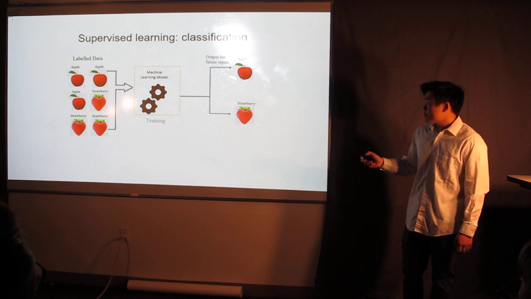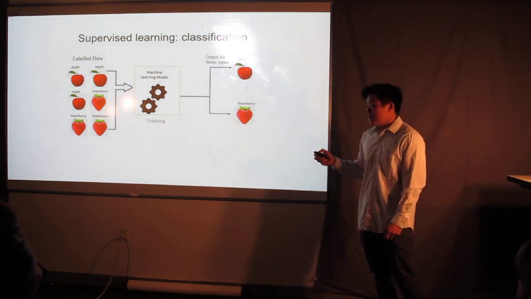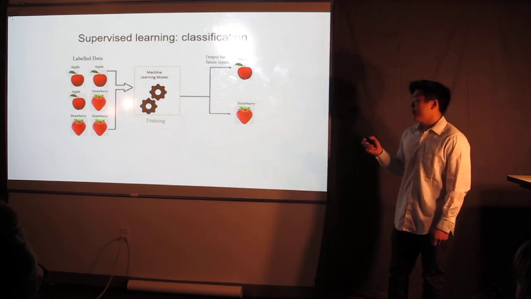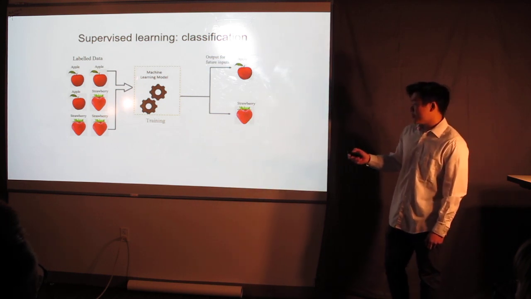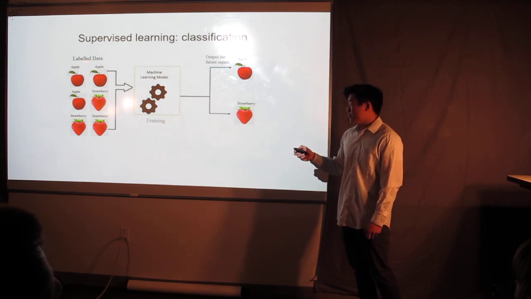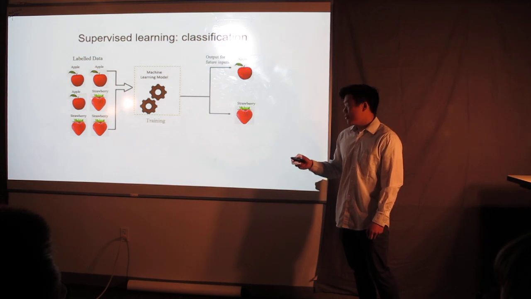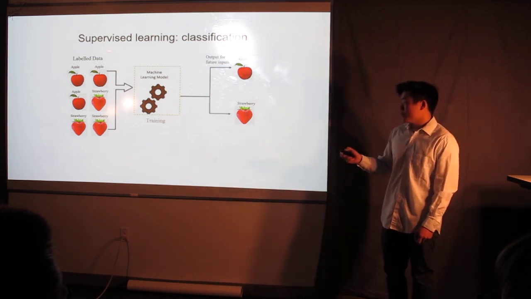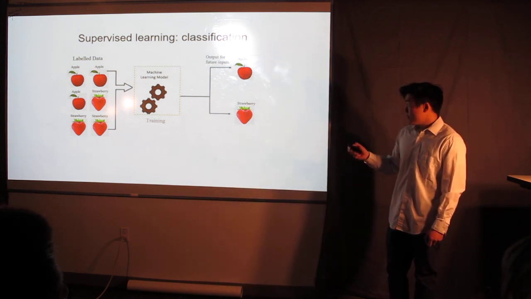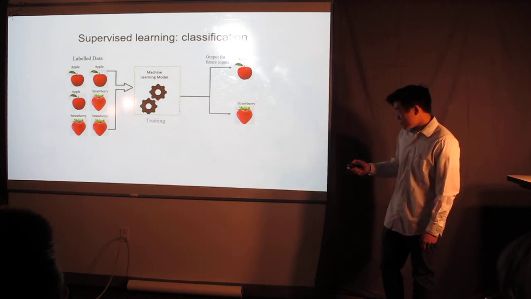For supervised learning, one of the tools they use is called classification. In order to use supervised learning, you need to have labeled data. For example, if you look at the image here, you have apples and strawberries mixed up, but the apple is labeled as apple and the strawberry is labeled as strawberry. So you put that in the algorithm, and it will classify and group all the apples and strawberries together.